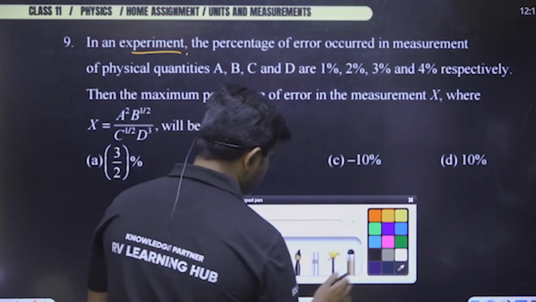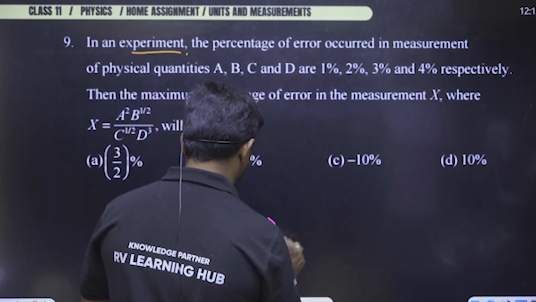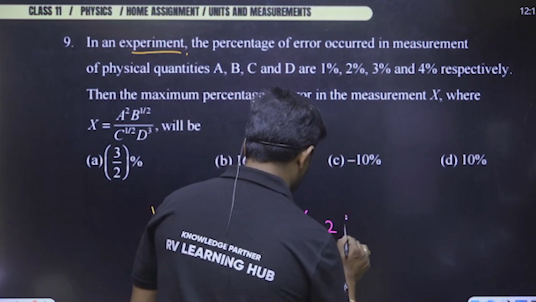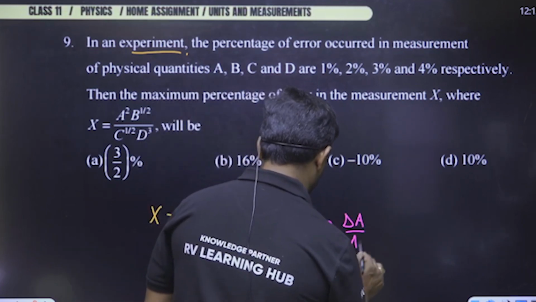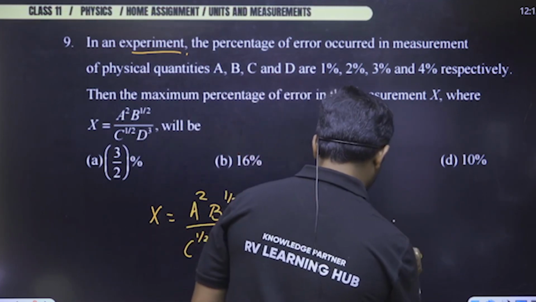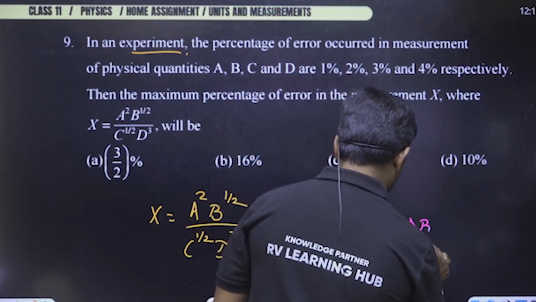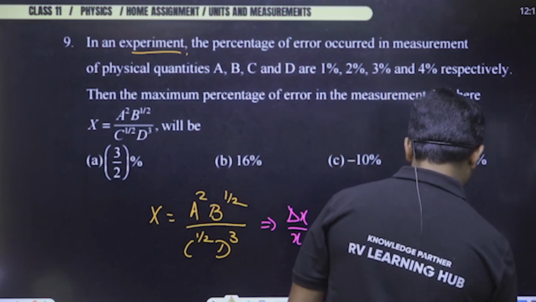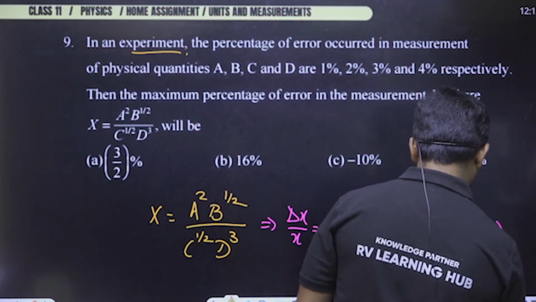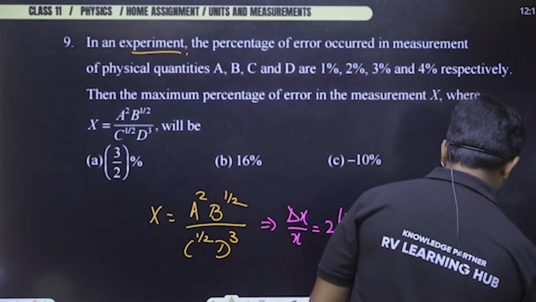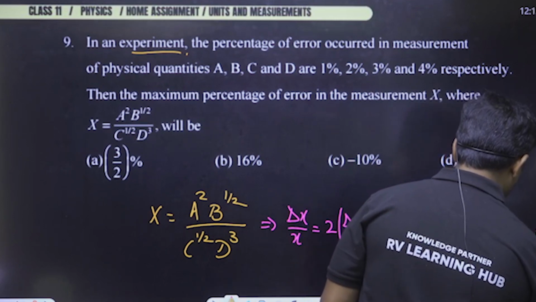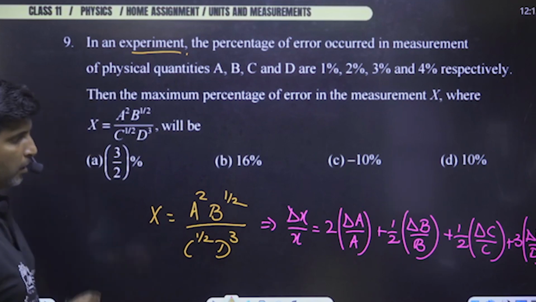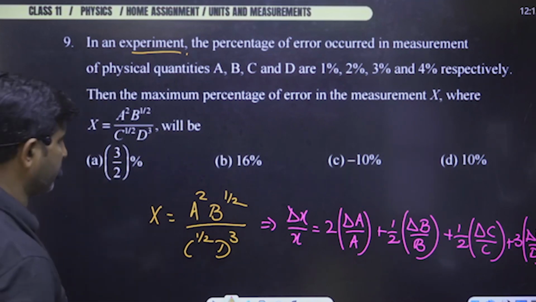So what is the percentage error we can say here? Observe this. Delta x by x will become equal to 2 into delta A by A plus half into delta B by B plus half into delta C by C plus 3 into delta D by D. Is it right? Now substitute each and every value, you will get the answer here.